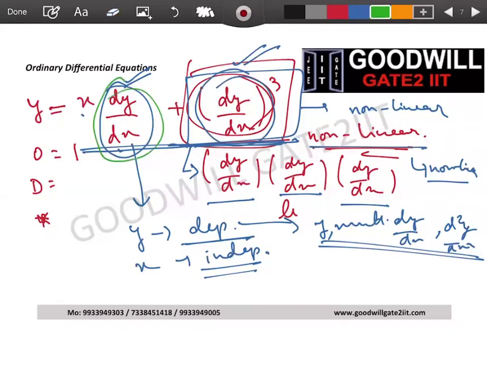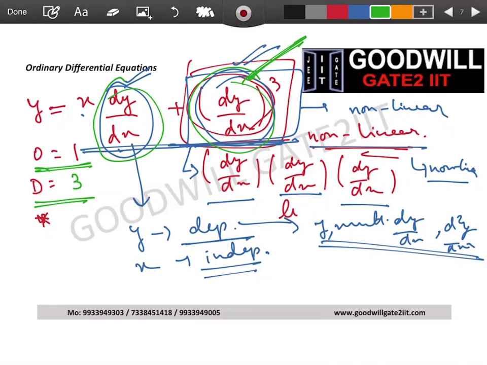It is dy by dx. So what is the order of the differential equation? Order is 1. Now what about the degree of this differential equation? The degree will come from this term, dy by dx whole cube, right? So the degree of this differential equation is 3.